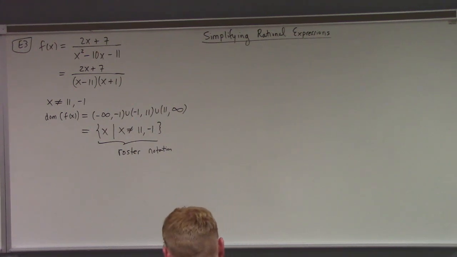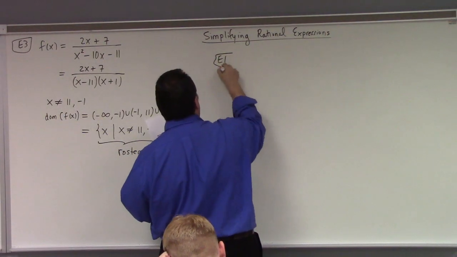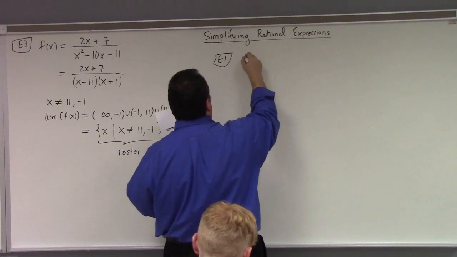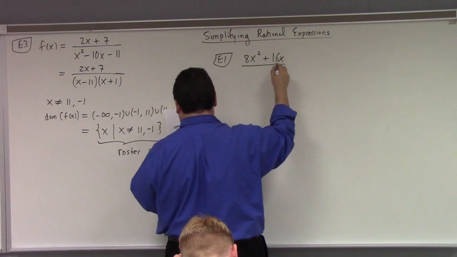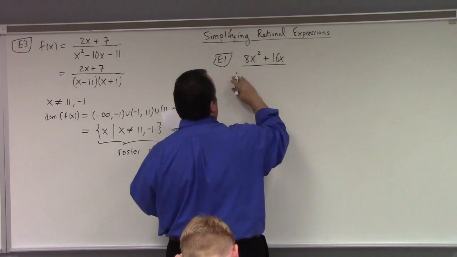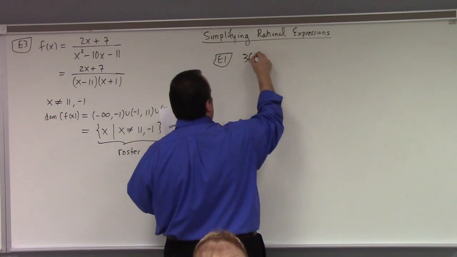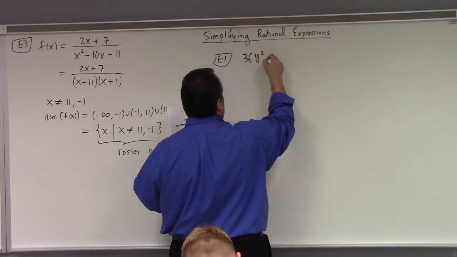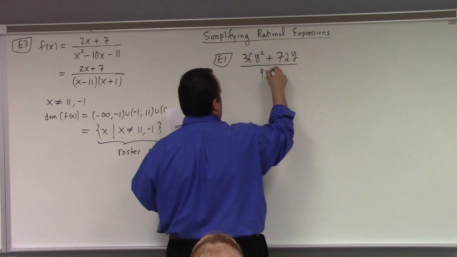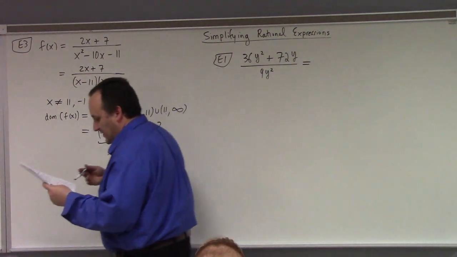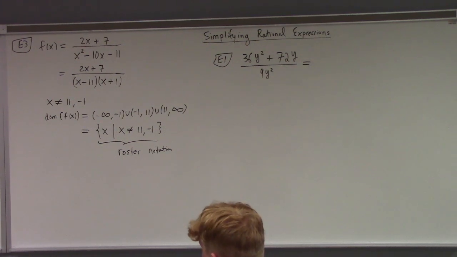Let's see here. So here's one. We'll just kind of attack it. We have 8x squared plus 16x. Actually, I did this one in the last section. It's too boring. Sorry, guys. Moving on to the next one. 36y squared, I need some variety in my life, plus 72y divided by 9y squared. All right, it's pretty much the same. This is problem number 22 in section R7, if you're wondering.